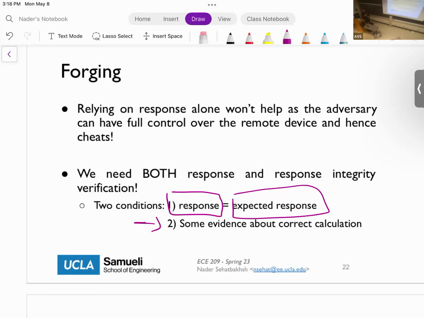So the trust is a two-step phase. It's not just the result. It's also the way that they computed the result that is important.